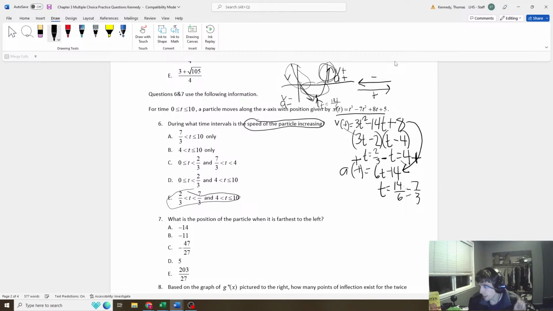All right, looks like 7, 9, and 11 are my next destination. So 7's right here, so I'm going to start with that one. What is the position of the particle when it is farthest to the left? So this is an absolute extrema question. Farthest left is like an absolute minimum, because left is lower values on a function that's moving along the x-axis.